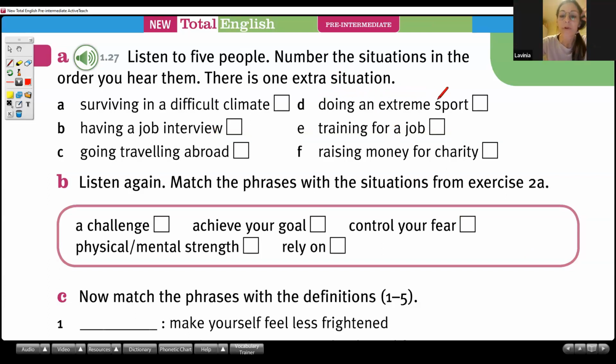Doing an extreme sport. Very good. Do you all know what an extreme sport is? Dangerous. Yes, dangerous. Okay. Vasilina, E. Training for a job. Very good. And let's see, who else do I have? F. Raising money for the charity. Very good. So everybody repeat, raising money for charity. Okay. So again, just tick the ones that you hear, and there is an extra one that doesn't belong.